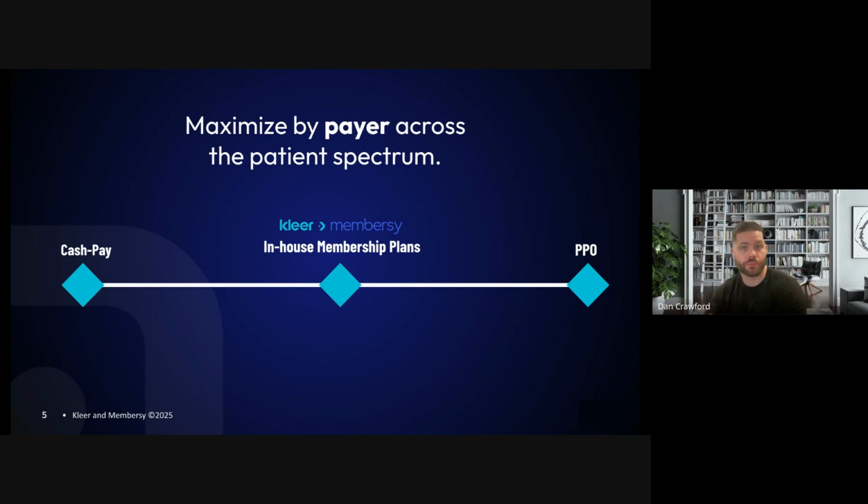And then, of course, you've got the bulk of your patients, those with some sort of PPO or dental insurance coverage, right? So all three of these patients are coming in the door, scheduling appointments, taking up chair time, but each of them has different outcomes with respect to behavior, reliability, and ultimately production and revenue for you, right?